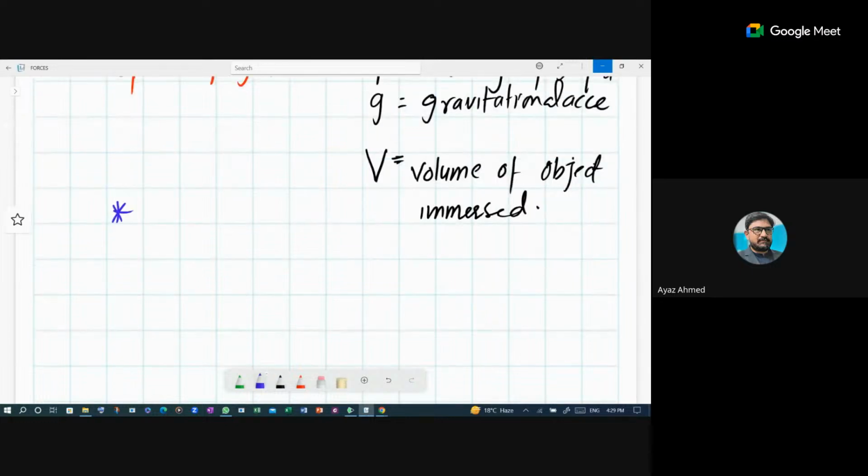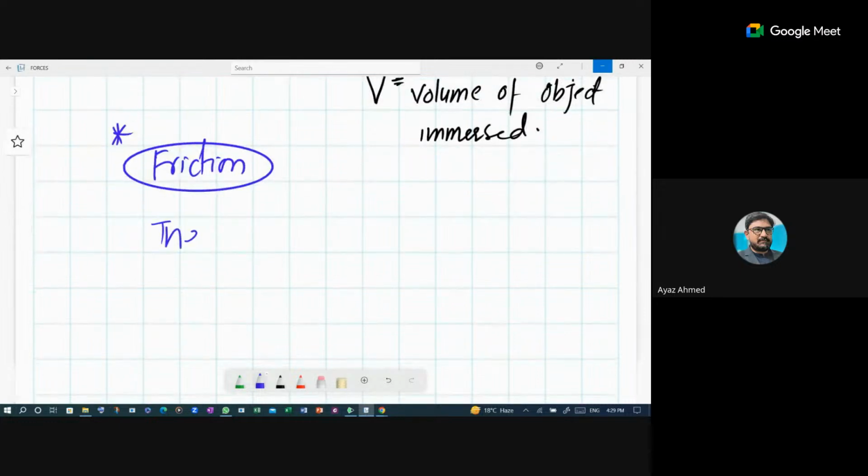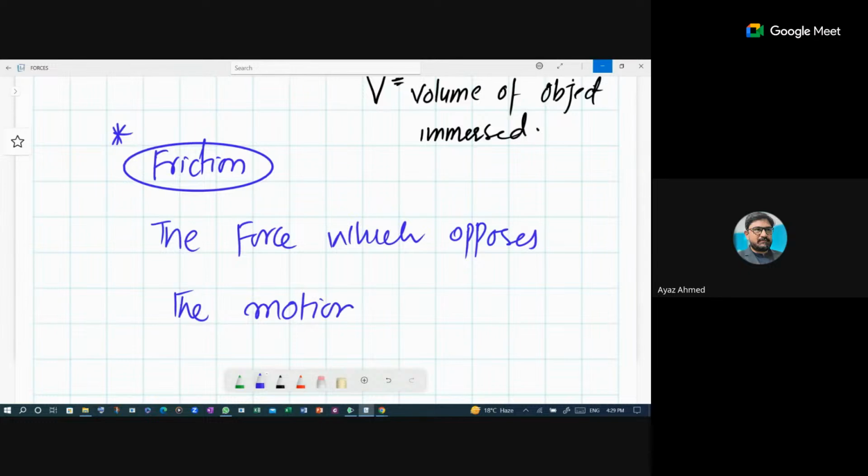Now, quickly, I will go to the topic of friction and drag. Friction is the force which opposes motion. What is friction? The force which opposes the motion. Got it? Is it clear to both of you?